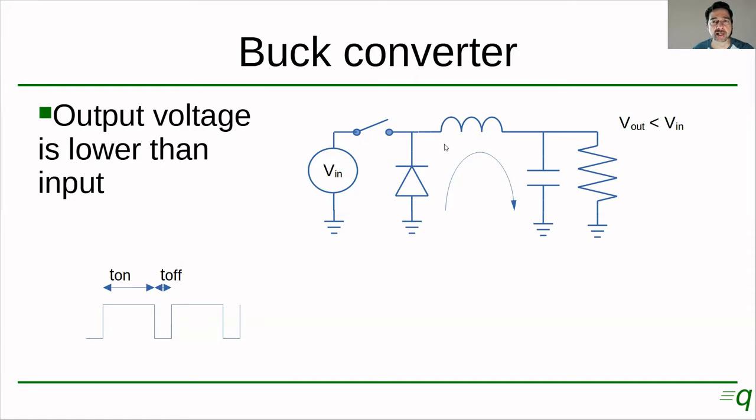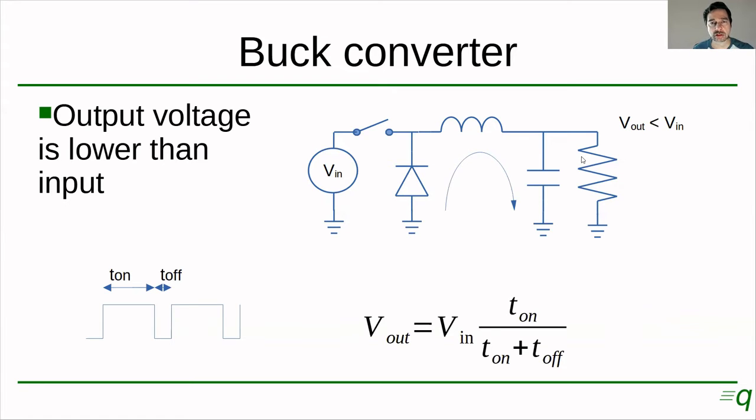So we have to provide a path for the current to keep flowing. And that path is going to be provided by this diode. So when we open the switch, there's going to be current flow in this direction. So the energy stored in the form of current in the inductor is going to keep flowing into the capacitor and into the load, okay?